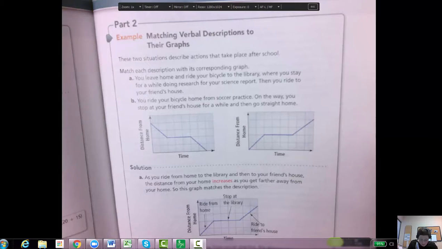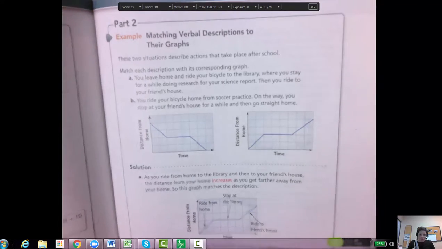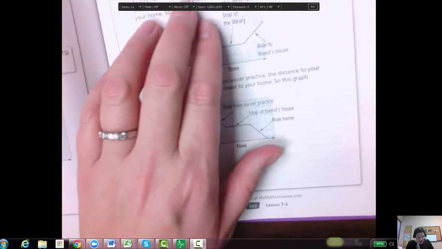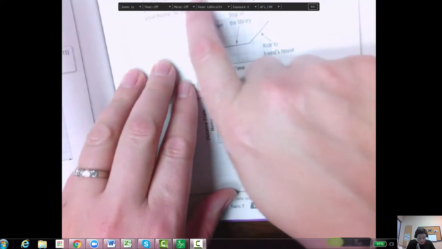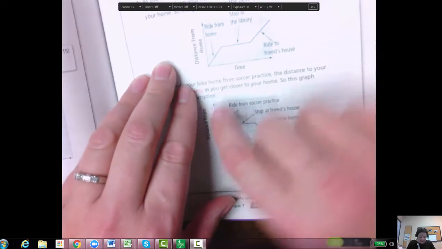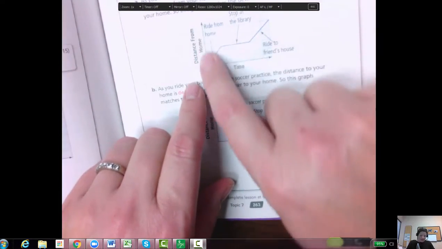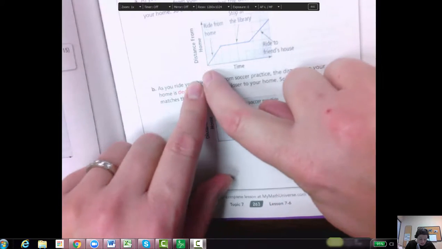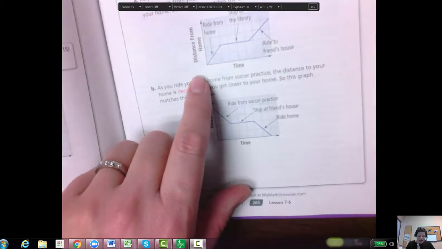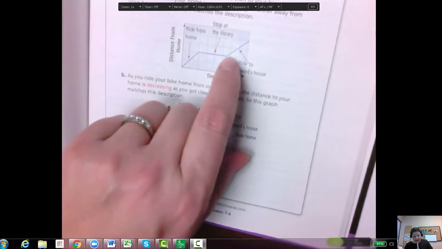So I will show you their way of thinking through it. They say, as you ride from home to the library, the distance from your home is increasing the further you get from your house. So this is our distance from home. We're going to go up to the library, stay, and then ride to our friend's. So the one that has the up, stay, up, we're even further away from being home.